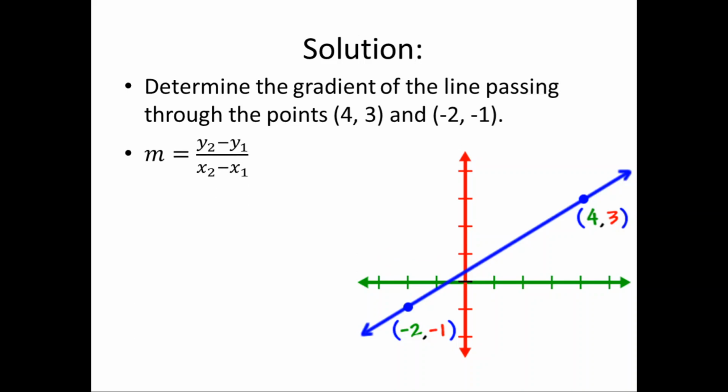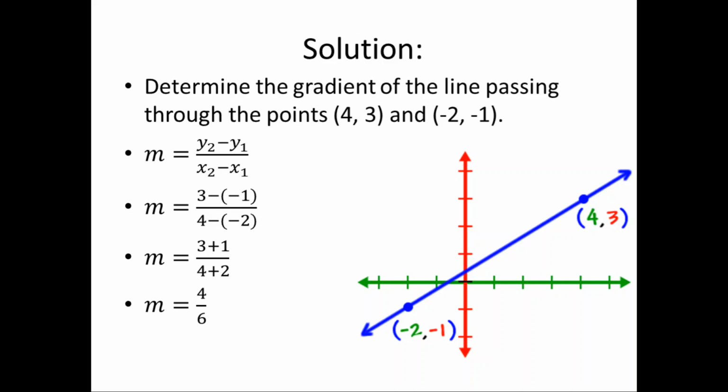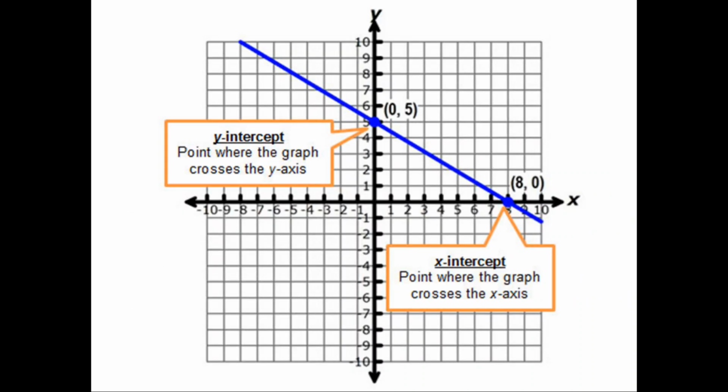So our formula is m equals y2 minus y1 over x2 minus x1. Substituting our values, we'll have 3 take away -1 divided by 4 take away -2. So 3 take away -1 will become 3 plus 1, and 4 take away -2 will become 4 plus 2. So 3 plus 1 is 4, and 4 plus 2 is 6, but we don't leave our answer for the gradient as 4 over 6. We reduce that to its lowest terms, which would be 2/3. So the gradient is 2/3.